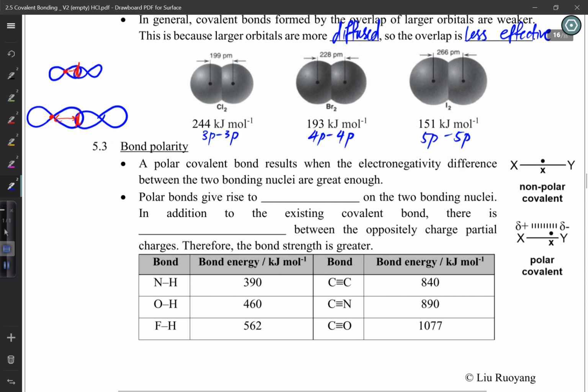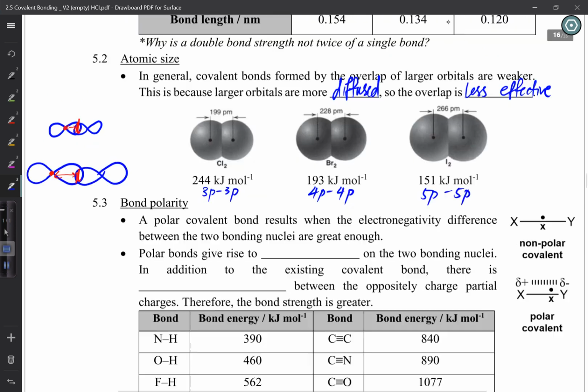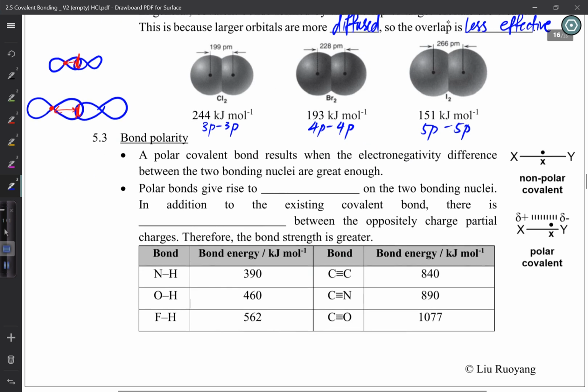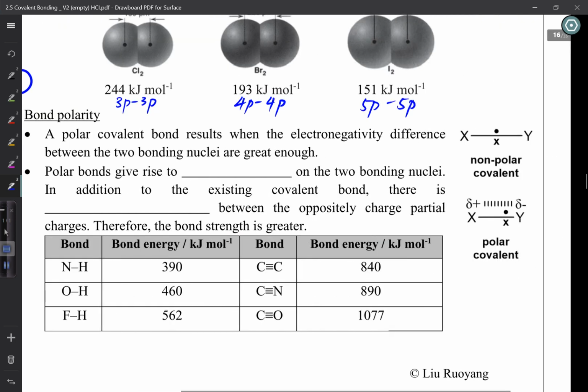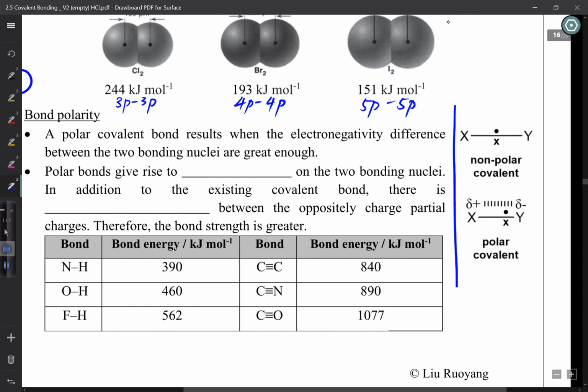Okay. Then the last factor is actually bond polarity. So only these 3 factors, take note. Previously we have learned about polar bonds. Let's just look at the diagram on the right hand side. If you have a non-polar covalent bond, X and Y only interact via a covalent manner. But if Y is more significantly electronegative than X, previously we learned that Y will adopt a partial minus charge, X will adopt a partial positive charge.